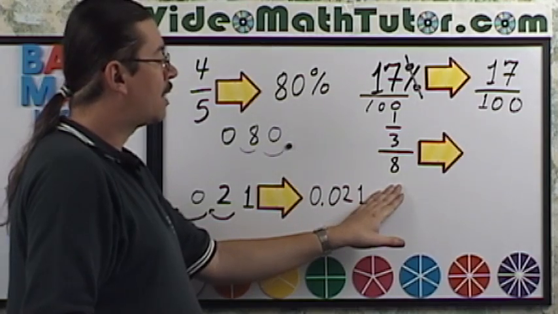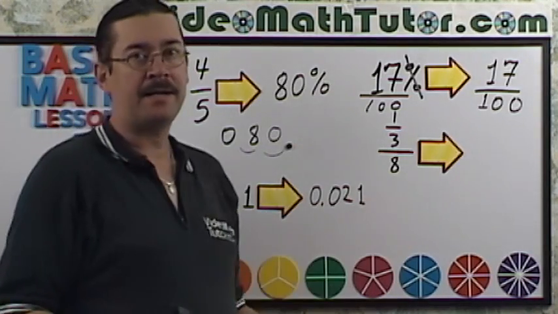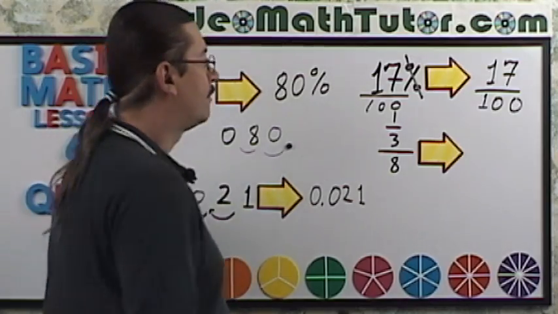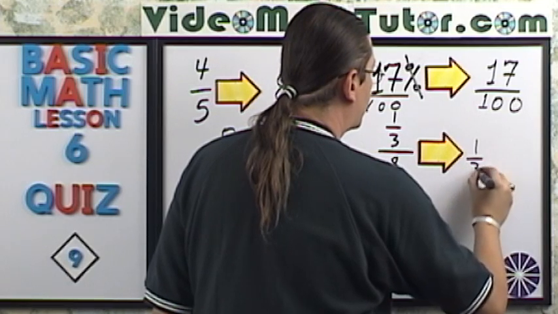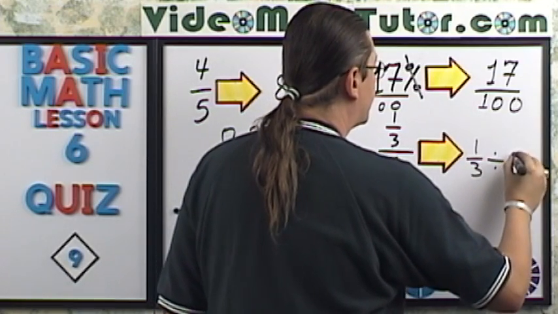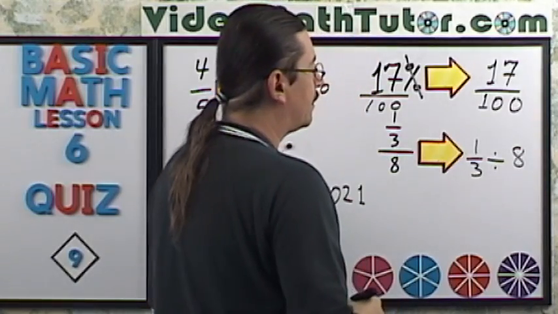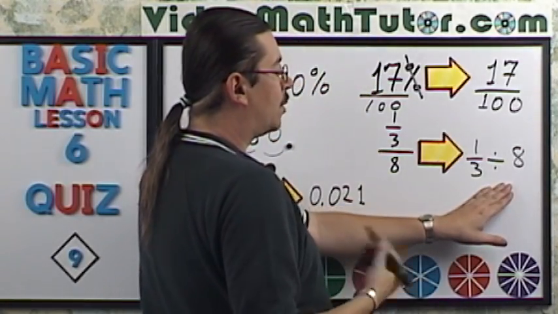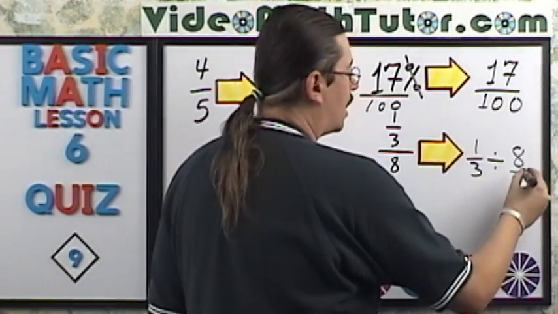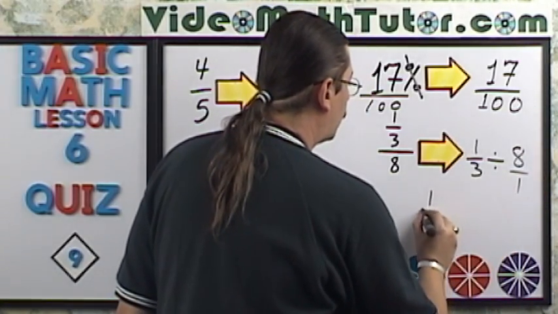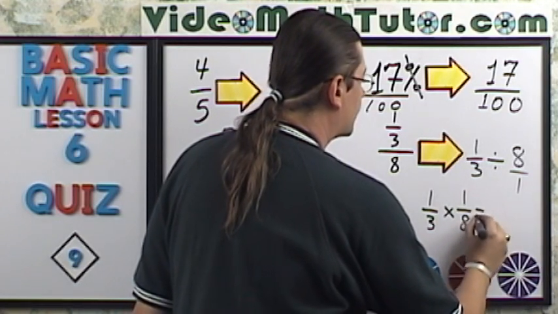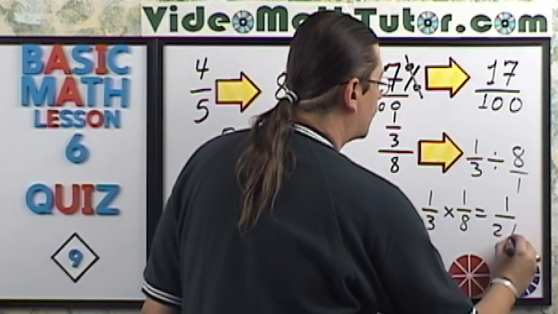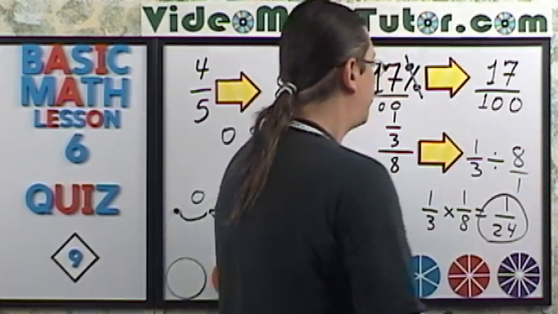For this last one, I want to convert 1/3 divided by 8 to just a common fraction. So the first step is to change this around to get 1/3 divided by 8. Now we want to change this division to multiplication. So put that over 1 and we invert and multiply. So we're going to get 1/3 times 1 over 8. That's going to equal 1 over 24. That's 1/24.